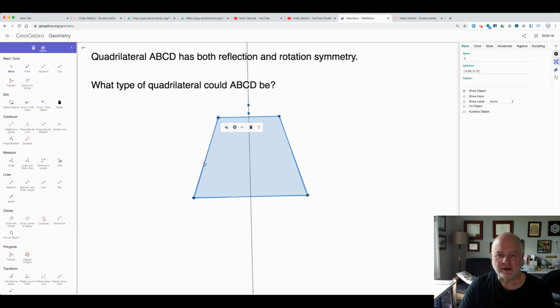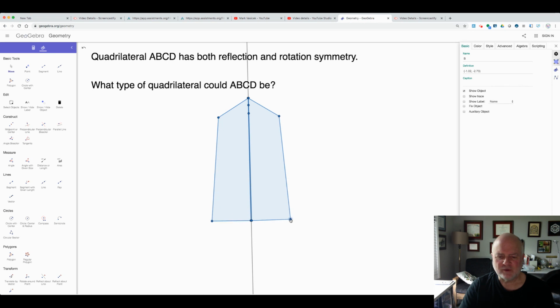Now, does it have rotation symmetry as well? I don't know. Doesn't look like it, does it? If I were to rotate it, can I come back onto itself by going something other than 360 degrees? I don't think so. What if we tried making a kite out of this? I don't know if I can do this or not. Let's try it and see if I can make some kind of a kite out of this. This has reflection symmetry, but it doesn't have rotation symmetry.